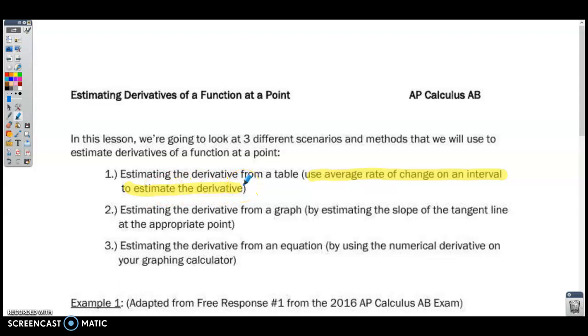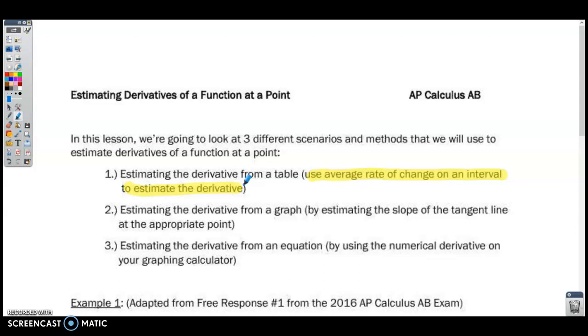We're going to estimate the derivative from a graph by estimating the slope of the tangent line at the appropriate point. This is probably the hardest of the three to do, at least accurately. There's a lot of room for slight differences in people's answers. And then estimating the derivative from an equation, where we're going to use the numerical derivative on your graphing calculator.